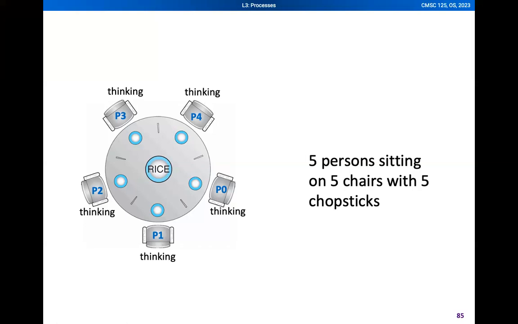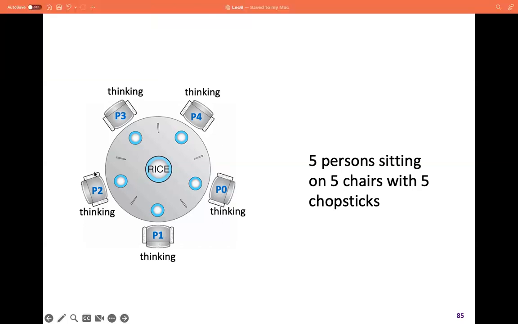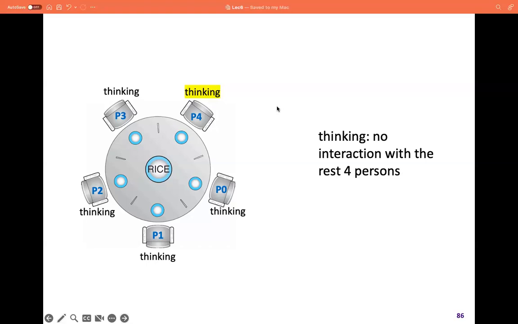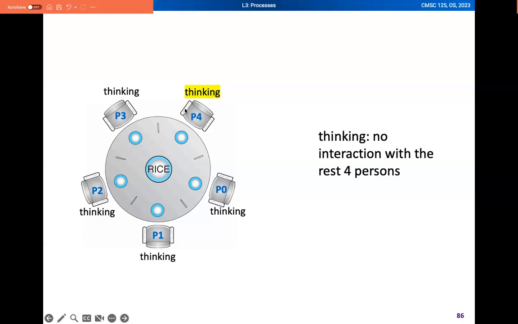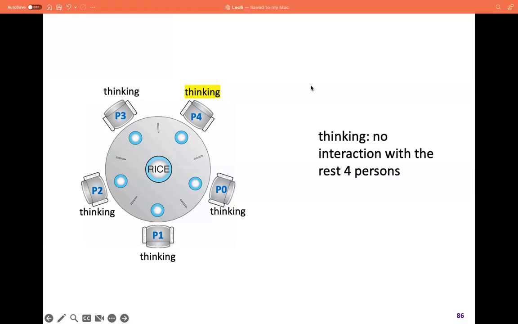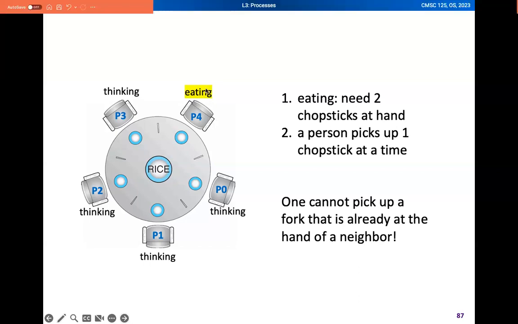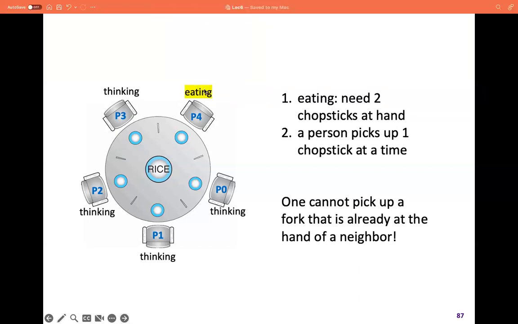Again, there are five philosophers, and in between each of these philosophers is a shared chopstick. As I mentioned earlier, each philosopher has two states. One is thinking, and when a philosopher is thinking, there is no interaction with the rest of the four philosophers. And another state is if a philosopher gets hungry and starts eating.